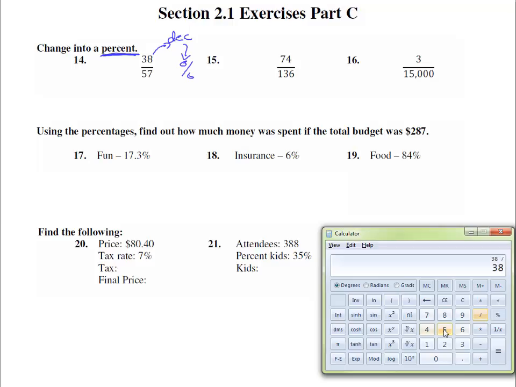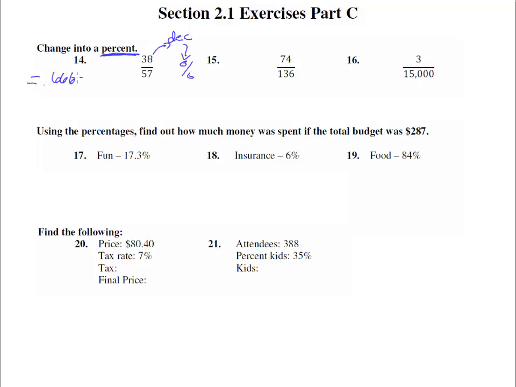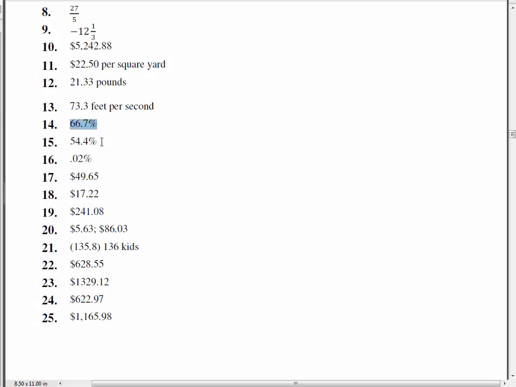38 divided by 57 equals, we get 0.66666 forever. So this is going to equal 0.666 on forever. Now to make a percent, we move the decimal two places. So that is 66.6 forever percent, or we can often round it to 66.7% and nobody will mind at all. Either one of those should be fine. Let's check our answer. There we have it, 66.7%.